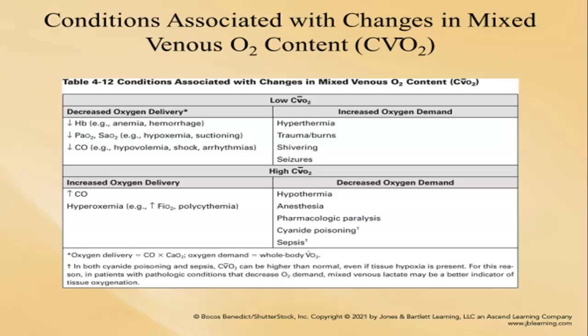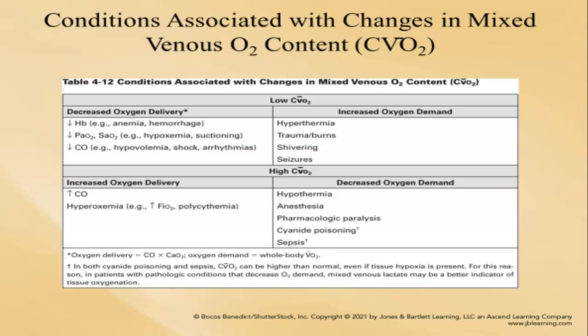Shivering uses it up, as well as seizures. Any hypermetabolizing state is going to use up the oxygen that's available. And then if you have an increase in your venous oxygen level, it could be because you have a high cardiac output, or because you are polycythemic or hyperoxic. So you have too much oxygen going in your artery, and the body just doesn't need that much.